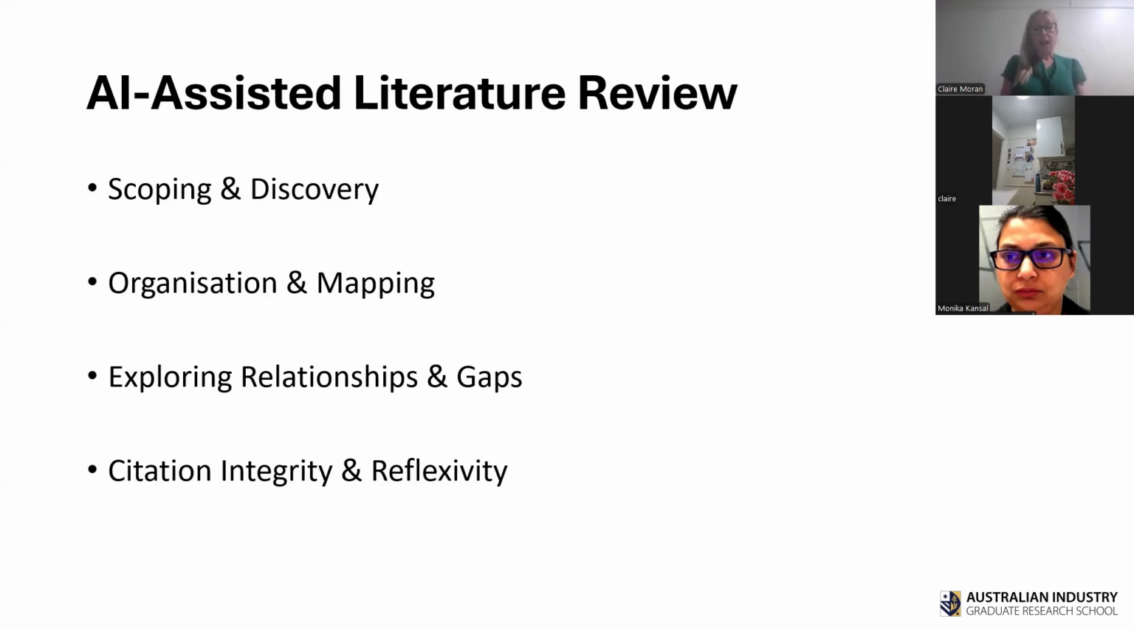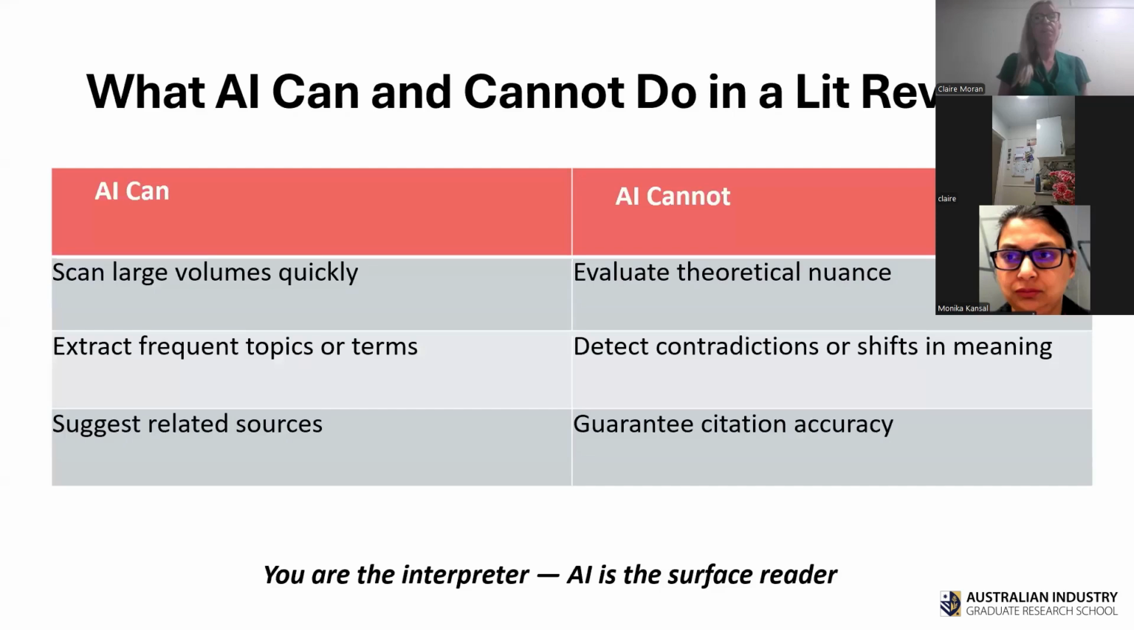So our next area that we'll be looking at is organization and mapping. Then we'll be moving into exploring relationships and gaps, and then citation integrity and reflexivity. We're going to work through each of those as we get through these 4 stages of our training.